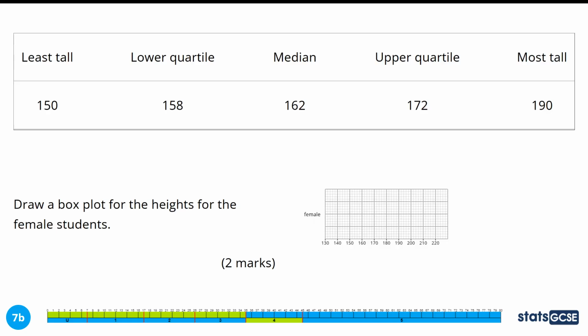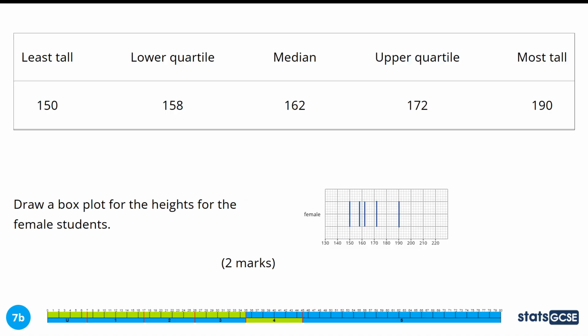The female students' heights are given to us in the table, and the least tall was 150. So on our graph here, I'm going to draw a line at 150. Then the lower quartile was 158. And we can see here that each of the little squares is going to be 2. Then the median is 162, so we'll make sure that goes there. Then 172 is going to be there. And then 190 is the most tall.